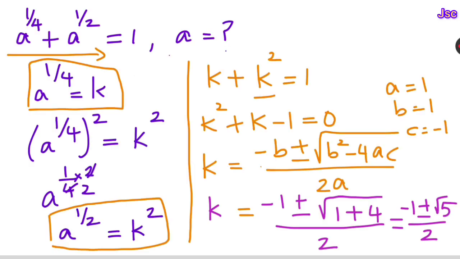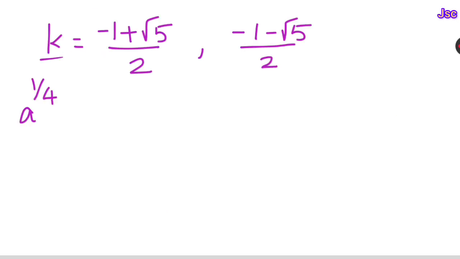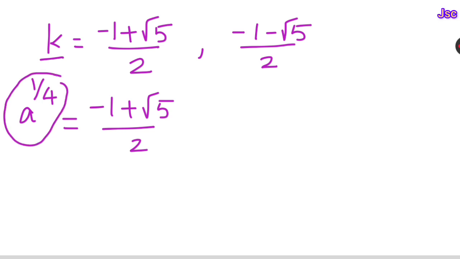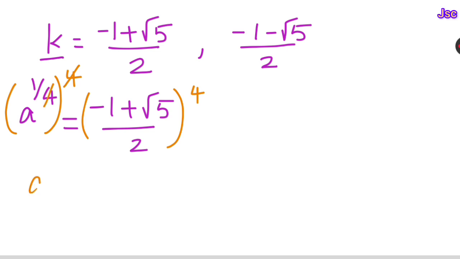Our goal is to find a value. And also we considered k as a power 1 over 4. So instead of k, I am taking a raised to power 1 over 4 that is equal to minus 1 plus root 5 over 2. Our goal is to find a value, not a power 1 over 4 value. To get rid of this 1 over 4, I am taking the 4th root on both sides. Let's do power 4 on both sides. This 4 and 4 get cancelled, so we are left with only a, that is equal to minus 1 plus root 5 over 2 whole power 4.